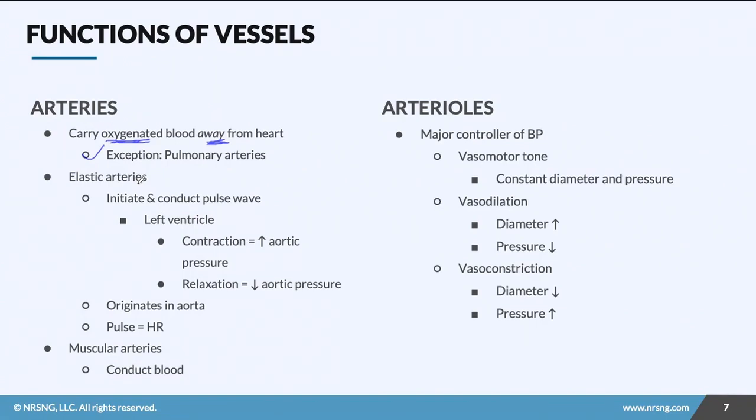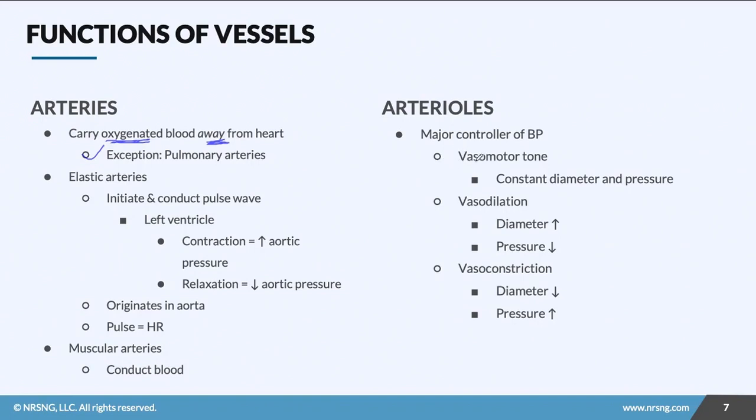So think about it like this. In your left ventricle, when it contracts, you're going to see an increased aortic pressure. During ventricular relaxation, you're going to see a decreased aortic pressure. And you can think about the pulse being this heart rate. As you feel this pulse, it's really the heart rate, that contraction, that increased pressure happening in these arteries. They're very muscular, and they carry blood all throughout the body.